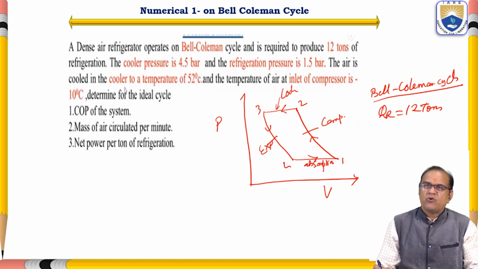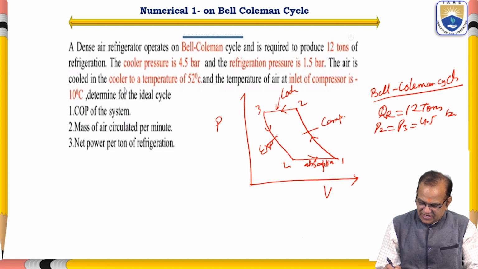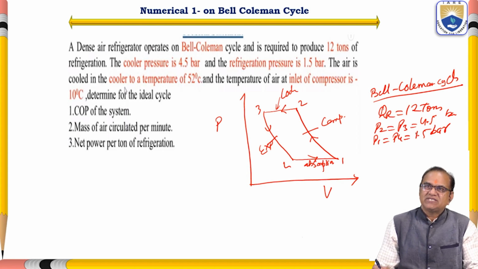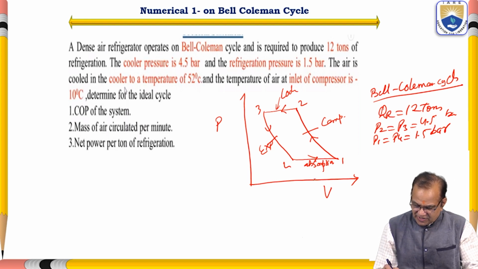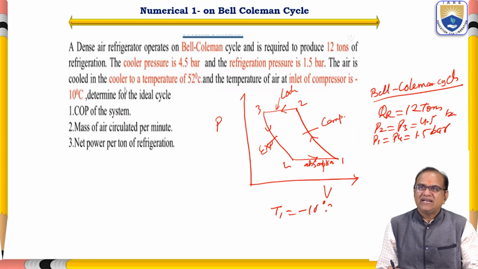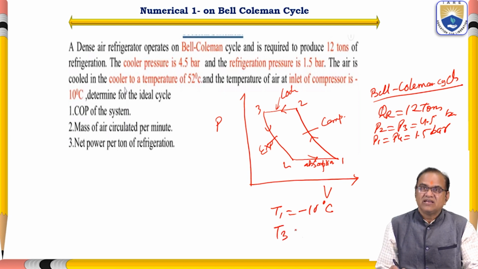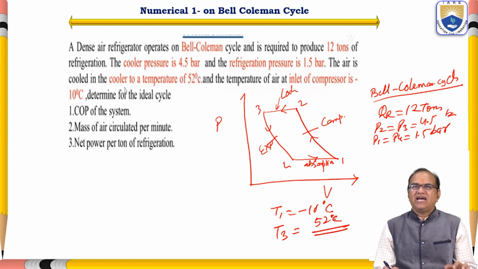The cooler pressure is 4.5 bar. So P2 is equal to P3 is equal to 4.5 bar. And the refrigeration pressure, that is P1 is equal to P4 is equal to 1.5 bar. The temperature at the inlet: here T1 is equal to minus 10 degrees centigrade, and the air is cooled in the cooler to T3 equal to 52 degrees centigrade. So these are the things.